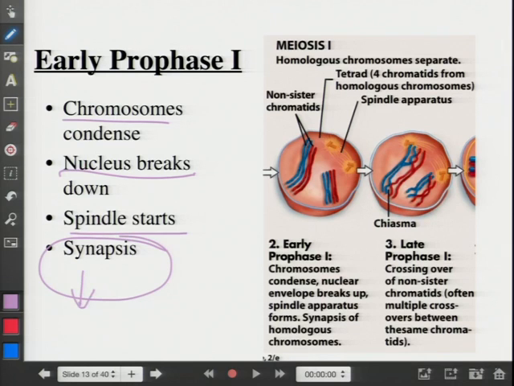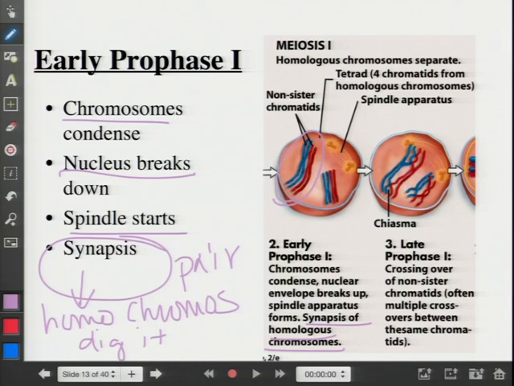Synapse means the homologous chromosomes get together. They line up. They pair up. So this is where they pair up. They're showing them here, this is 2n equals 4. This is homologous pair 1, homologous pair 2. Two number 1s, two number 2s get together. So a 1 and a 2 aren't together. 1 and 1, 2 and 2. If it's a human, 3 and 3, 4 and 4, 5 and 5, 6 and 6, and so on.